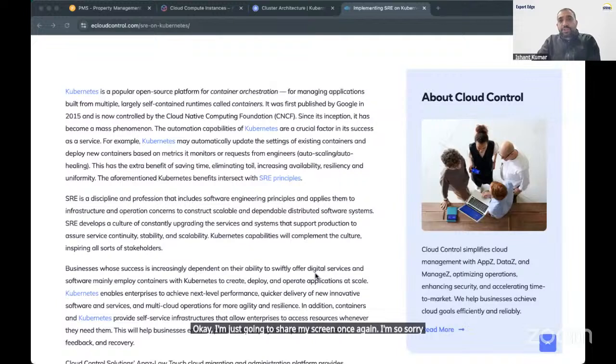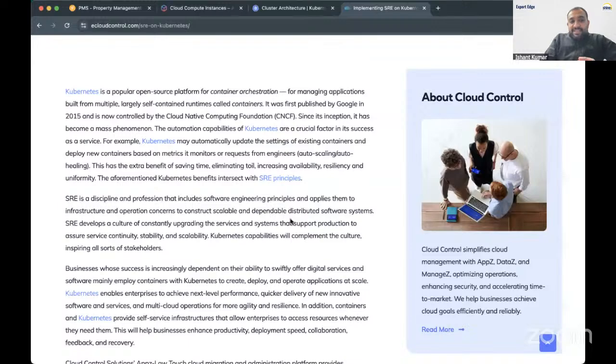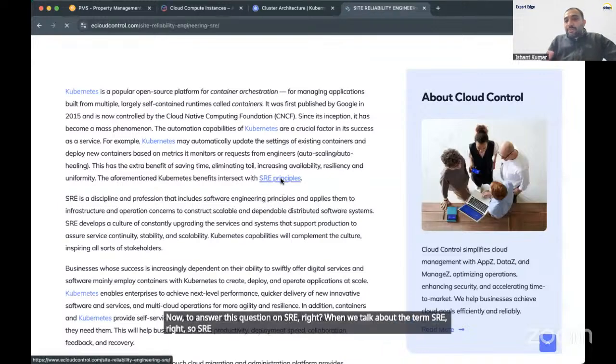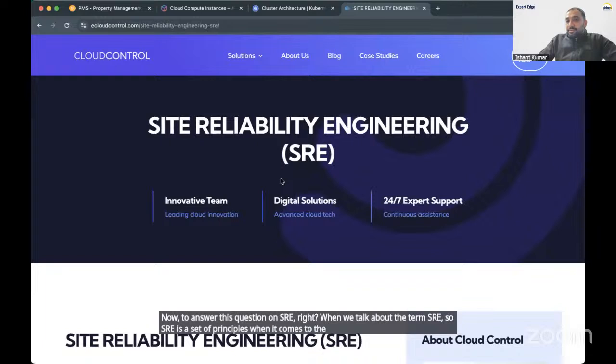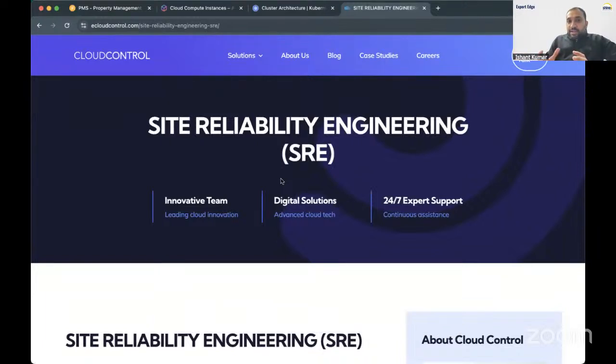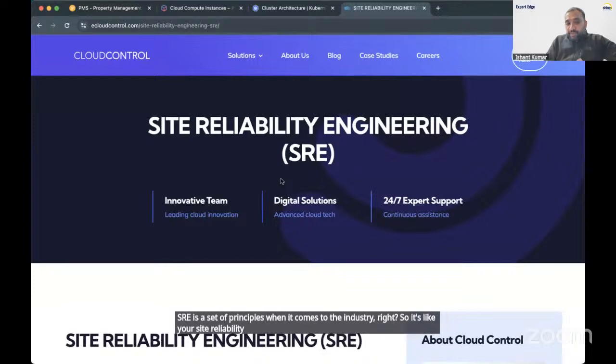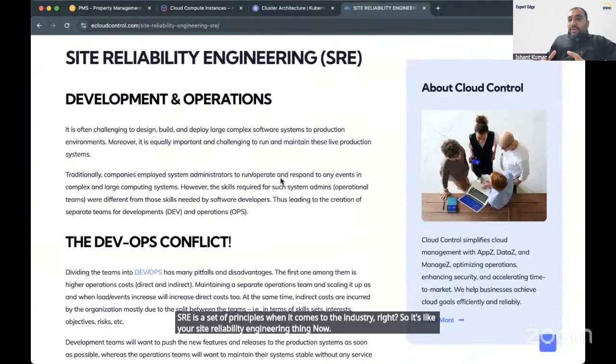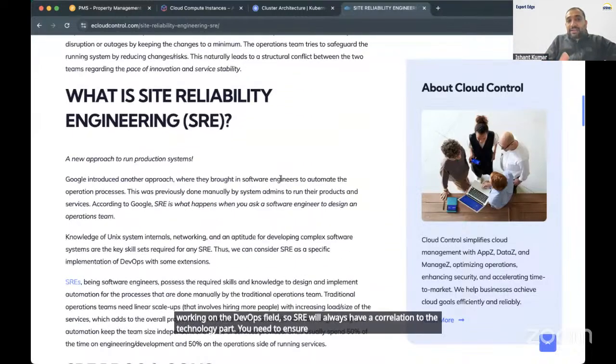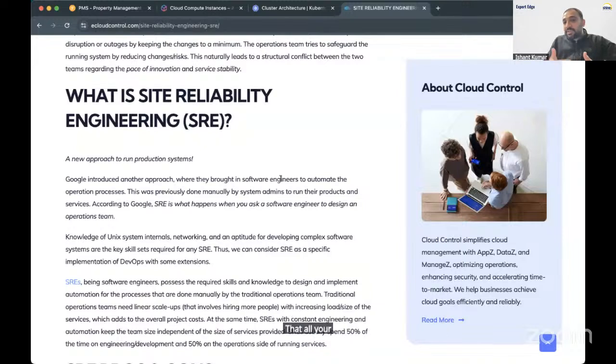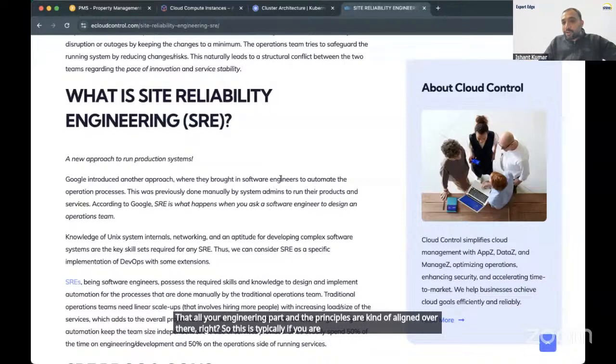Now, to answer this question on SRE, right? When we talk about the term SRE, so SRE is a set of principles when it comes to the industry, right? So it's your site reliability engineering thing. Now, of course, whenever you are working on the DevOps field, SRE will always have a correlation to the technology part. You need to ensure that all your engineering part and the principles are kind of aligned over there, right? So this is typically if you are looking forward towards your DevOps career.